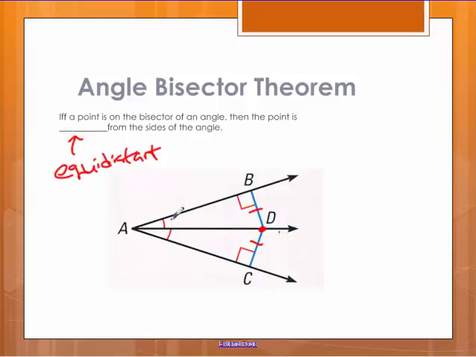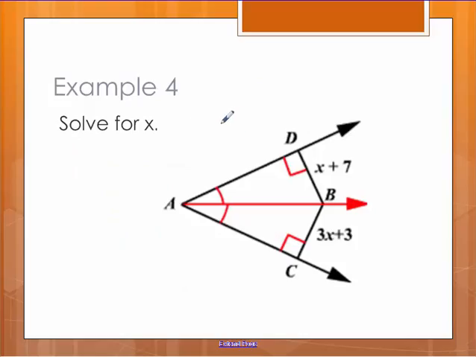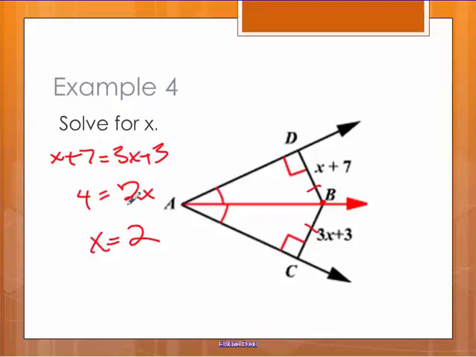And the proof of this is because we can have right triangles and have an angle, and a reflexive side, kind of like what we just did in the proof. So let's use that to justify this reason. Let's solve for x. Angle's bisected, meaning point D is the same distance from each side. So x plus 7 is equal to 3x plus 3. Subtract x from both sides, subtract 3 from both sides. X is 2.